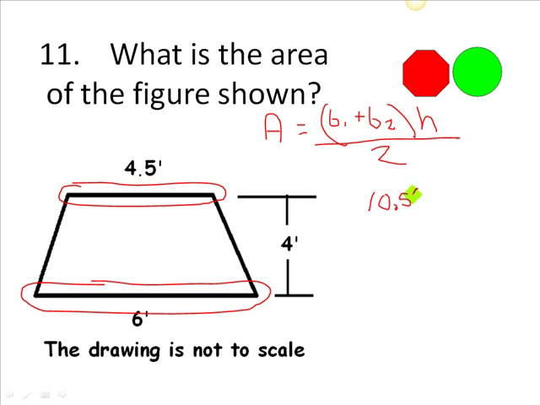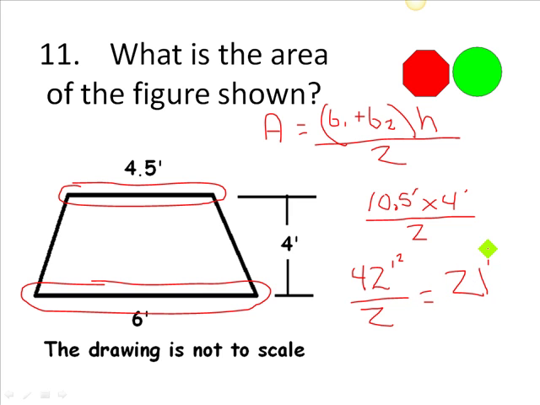And I want to multiply that times the height, which is in another direction. So that's times 4 feet, and all of that divided by 2. Okay, 10 times 4 is 40, plus a half is 2, so I'm at 42 feet squared. Divide that by 2, and that's going to give me 21 feet squared, and that's my answer.